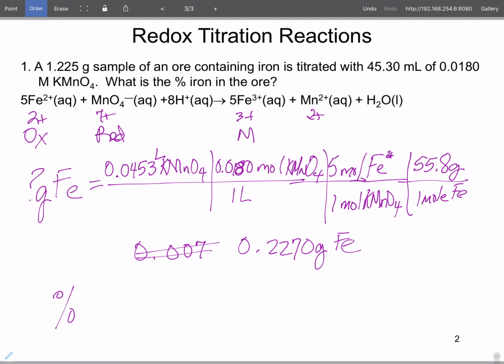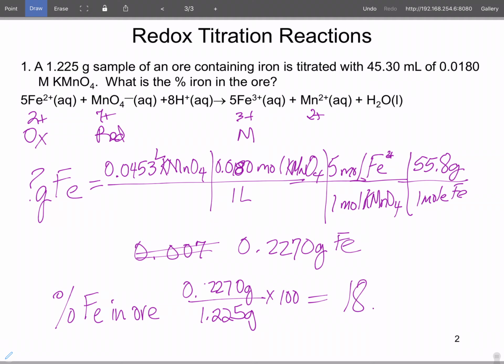If we want percent iron in the ore, we take the grams we generated, 0.2270 grams divided by 1.225 grams times 100. So that tells us we have 18.59% of iron in this ore. So again, this is a simple way to find out how much is there using a redox.